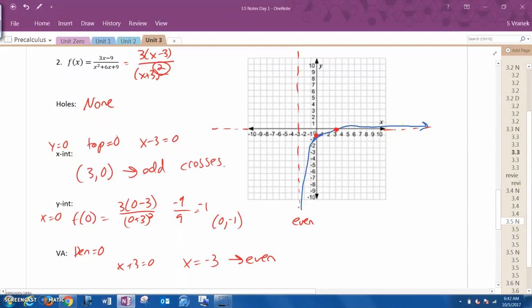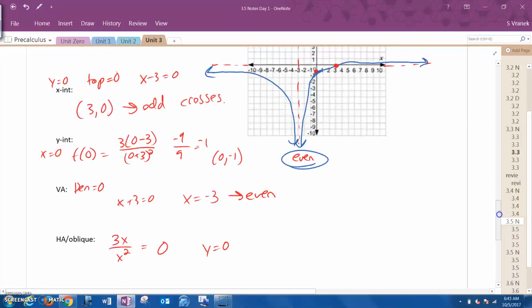Then, because this is even, you do not start at the top here. You start back at the bottom, and then you just have it go off towards the horizontal asymptote, because even means that they both go the same direction. Okay, so that is graphing rational functions, Day 1.